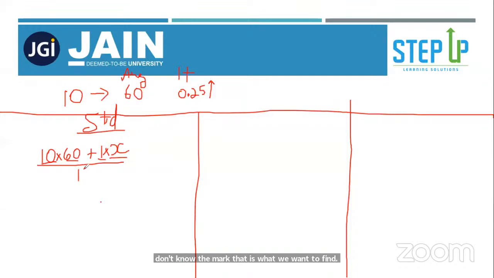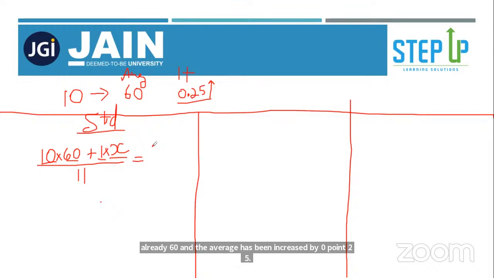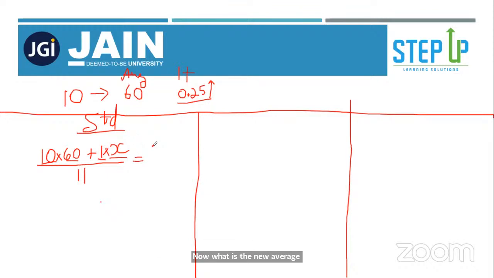11. So the average was already 60 and the average has been increased by 0.25. Now what is the new average? Average was already 60, it is increased by 0.25. So what is the new average? Yes, it is 60.25 for 11 members. We want to find the mark of the new member.